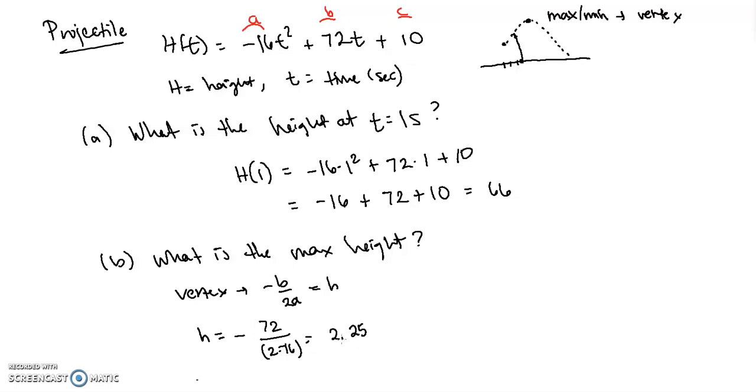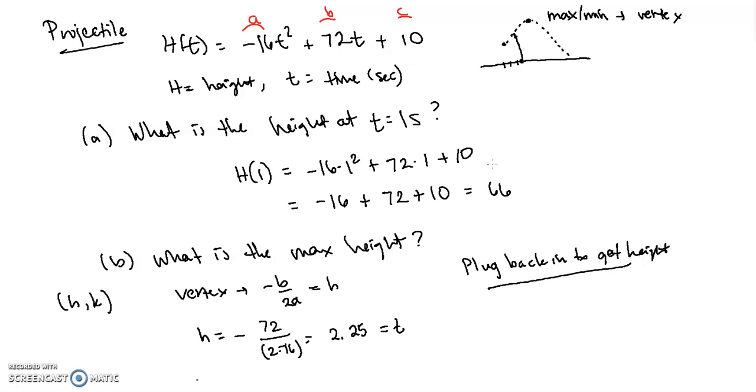Now, what is 2.25? Is that our height, or is that our time? Remember that your vertex is (h, k). So h is the variable and k is the function. x is your variable, y is your function value. So what we actually found here is the time. This is the time that it takes to get to the maximum height. This is not your final answer. You have to plug it back in to get height. That's really important, and that's true for all quadratic models, not just this one.